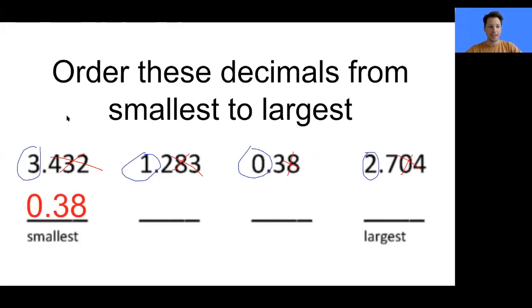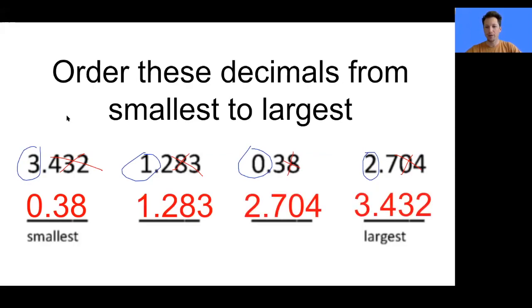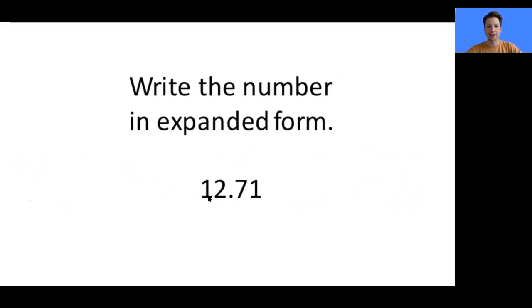and it will look like 0.38 is the smallest, and then 1.283, 2.704, and 3.432.